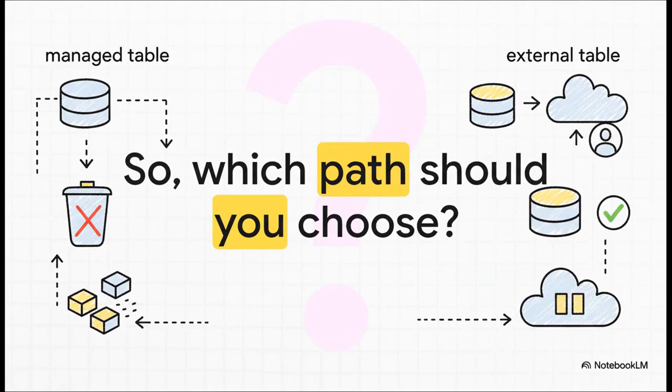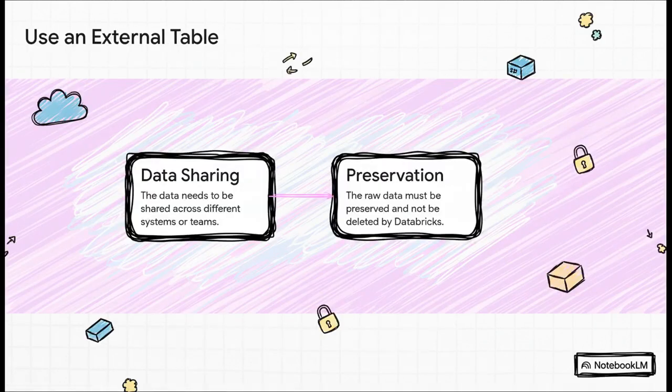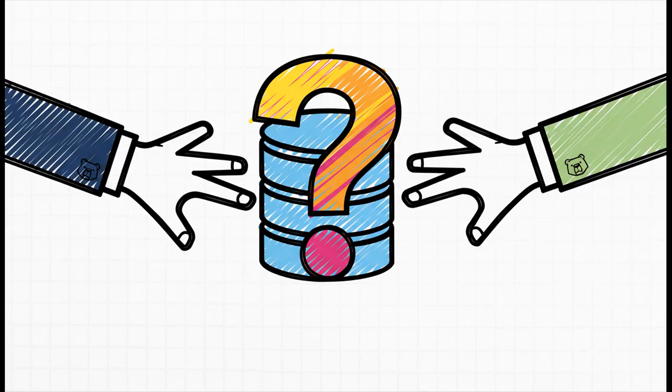Okay, so that brings us back to the big question. Which one should you choose? Go with a managed table if Databricks is going to own the whole data lifecycle. Simple as that. But you'll want an external table if you are sharing data or if that raw data has to be preserved. When you get right down to it, the choice is all about who owns the data.